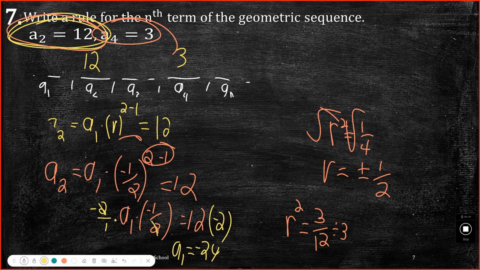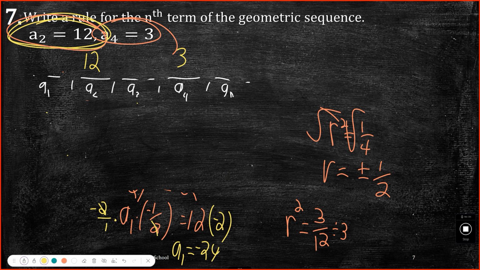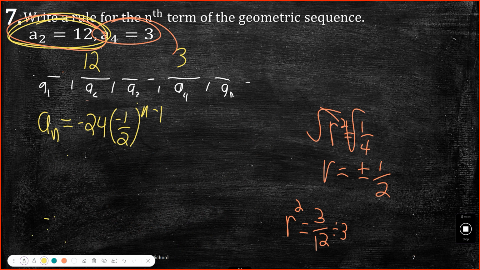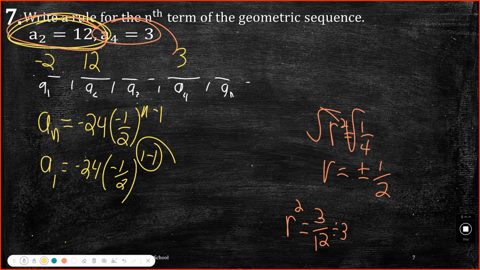How do I know? Watch. The equation, when it has a negative, would be this. A sub n equals A1, which is negative 24, times R, which is negative 1/2, to the power of n minus 1. Now let's test it. A1 will equal negative 24 times negative 1/2, with 1 plugged in here, 1 minus 1. What's 1 minus 1? 0. Anything to a 0 power is what? 1, times negative 24. This is going to be negative 24.